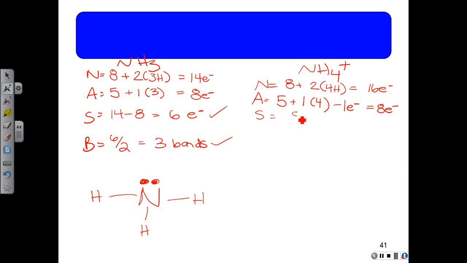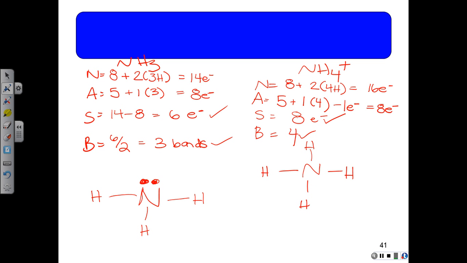16 minus 8 is 8. And bonds would be 4. Are we going to need multiple bonds here, do you think? Well, think about it. If you have 4 hydrogens, then you need 4 bonds, right? So you have to have single bonds because you have as many atoms as you do bonds. So, 4 bonds, 8 electrons.